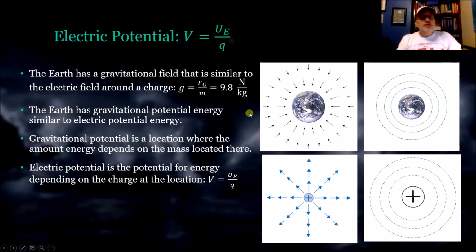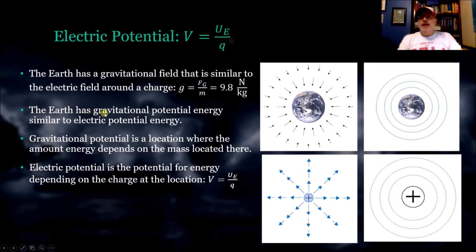The Earth's gravitational field strength is actually g, 9.8 newtons per kilogram. In Physics 1, we called that the acceleration caused by gravity, but technically, it's the Earth's gravitational field strength at the surface of the planet.